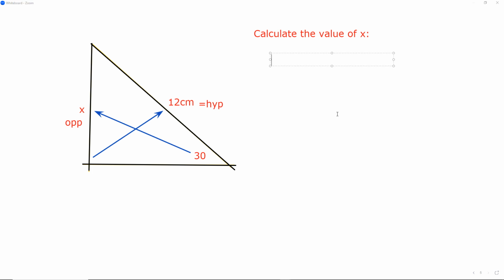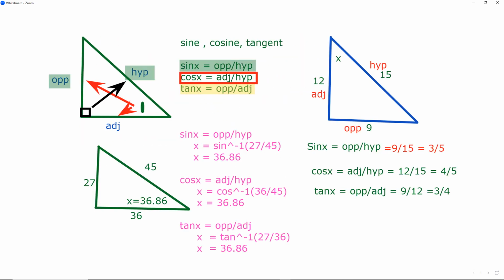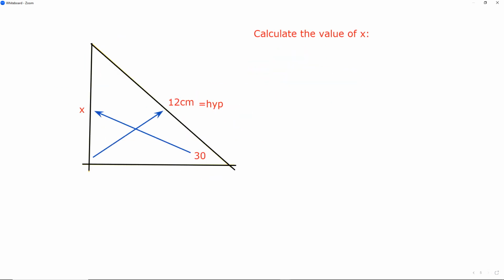So from here, I can see that with opposite and hypotenuse, I should go to sine. Right. So I can see that sine is definitely opposite over hypotenuse. So let's go back there and we use sine. I'm going to go sine of 30 degrees is equal to opposite over hypotenuse. Sine of 30 degrees is equal to x over 12.